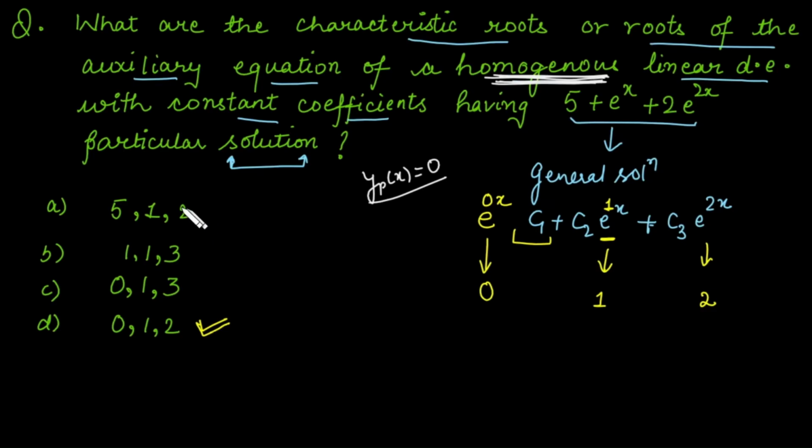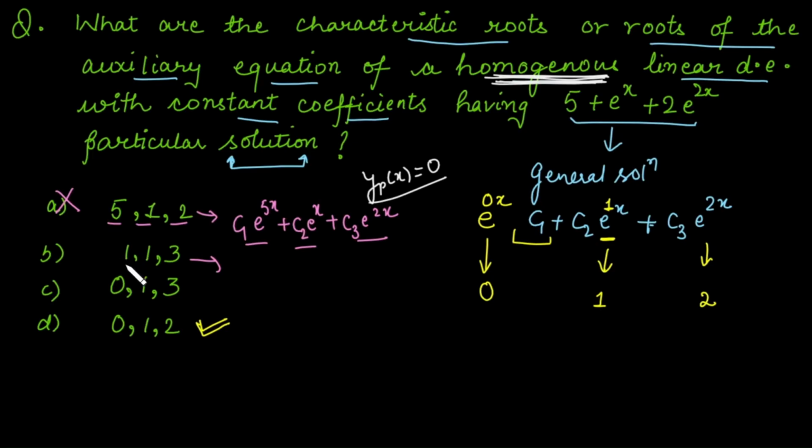Second way to answer this question is, if these are the roots of the auxiliary equation, in this case the general solution is written as C1 e raised to power 5x plus C2 e raised to power x plus C3 e raised to power 2x. Is this form available over here? No, because 5x is not available over here, so we can discard this option.